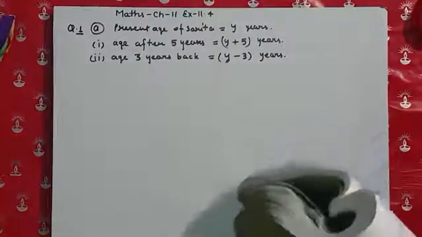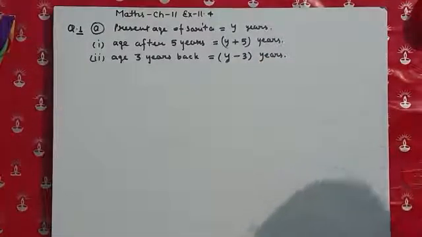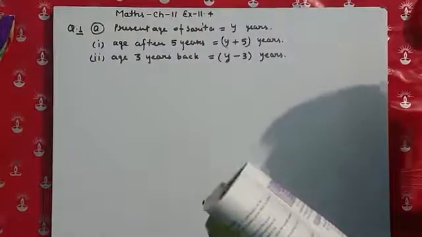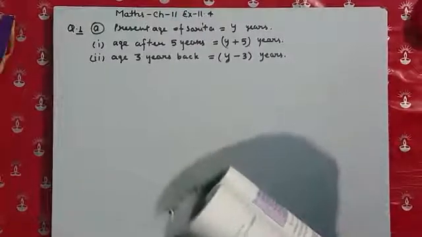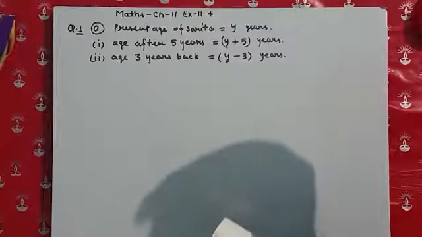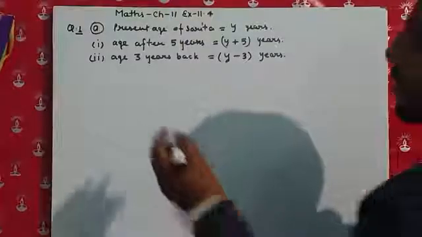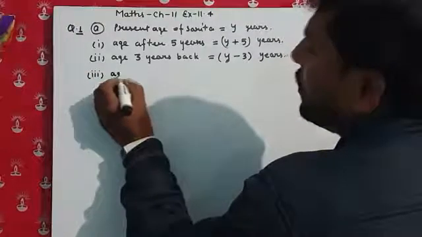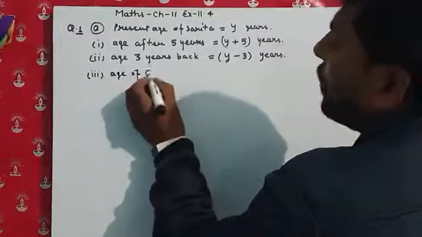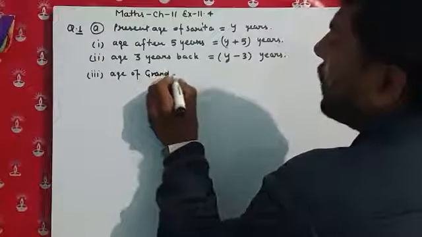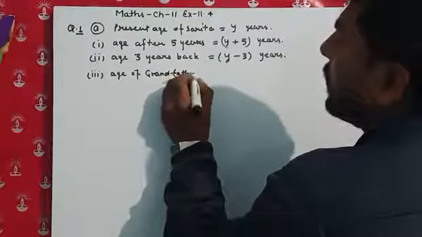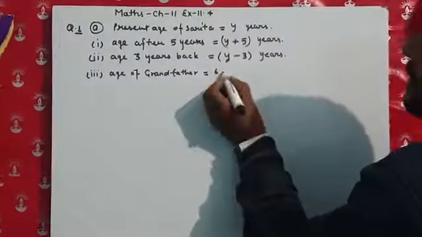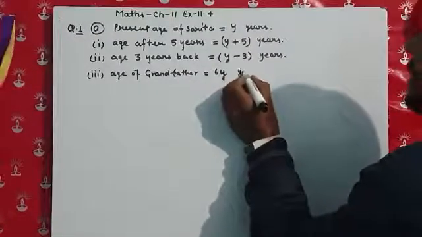Now the next question is asking: Sarita's grandfather is 6 times her age. So what is the age of grandfather? The age of grandfather will be 6 times Sarita's age. That means 6y years.